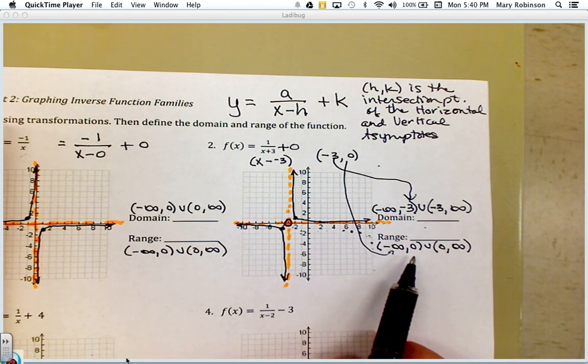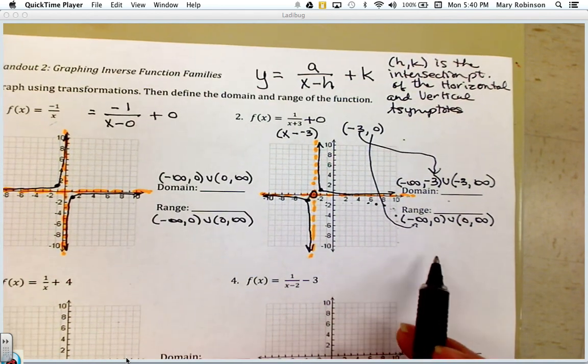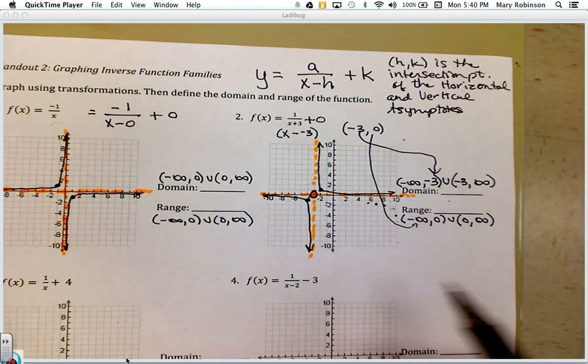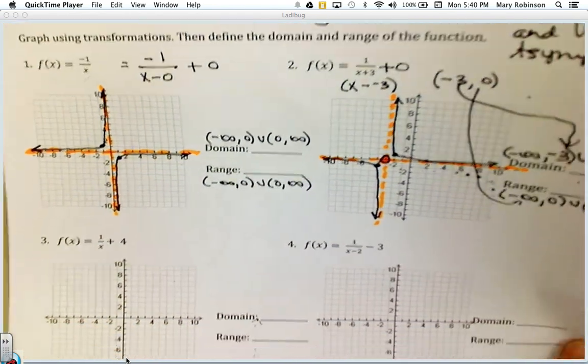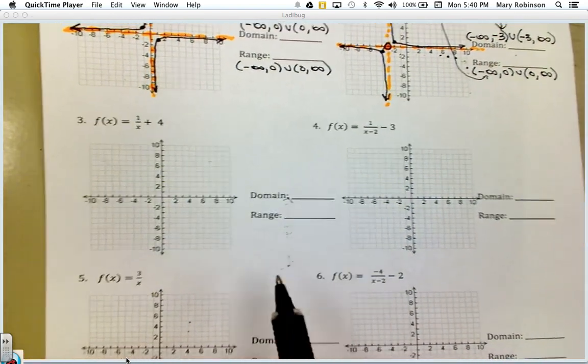Negative infinity to 0, exclusive, union 0, exclusive, to infinity. Let's go ahead and talk about number 5 now. I feel like you should probably be able to do numbers 3 and 4 with the given information.